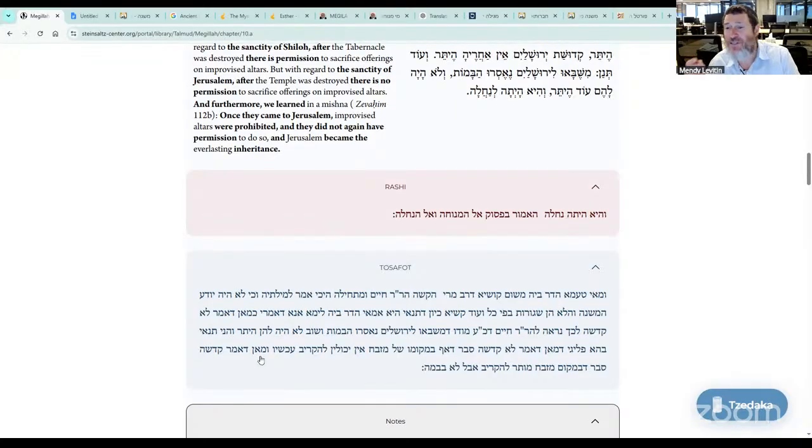This is according to the opinion that says that it wasn't sanctified forever. It's not to make Jerusalem exclusive, it's to make the temple exclusive, which means today, according to this opinion that's brought down by Tosfos, if you were to go onto Temple Mount today and grab a goat and for whatever reason say, I know this is where the altar was in the times of the second temple, you're not allowed to sacrifice.